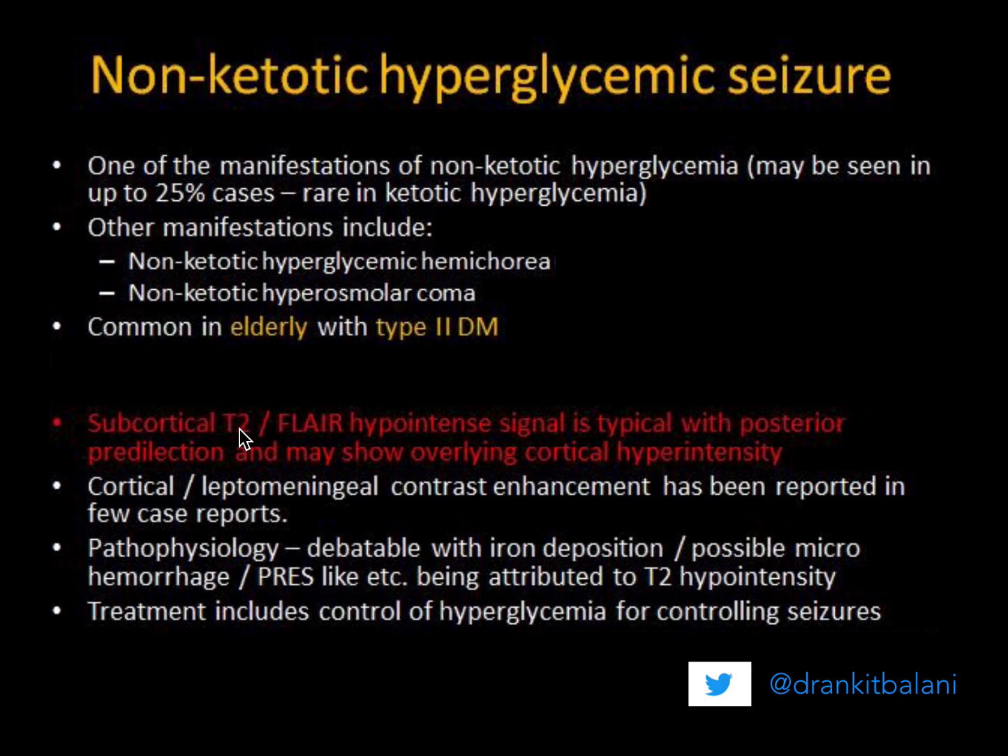The pathophysiology to explain the T2 hypointensity is still debatable. The most commonly explained theory is iron deposition or possible microhemorrhages. So various pathophysiologies have been explained, but the most common etiology is probably iron deposition from free radical release. And treatment includes control of seizures and hyperglycemia.